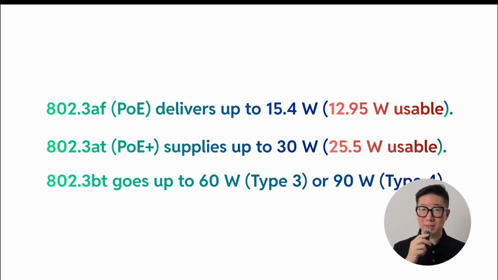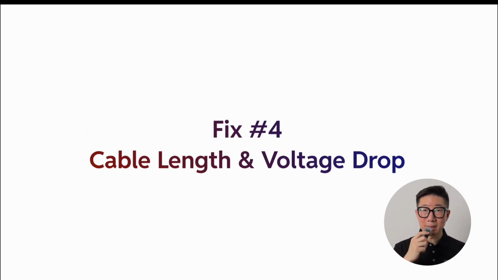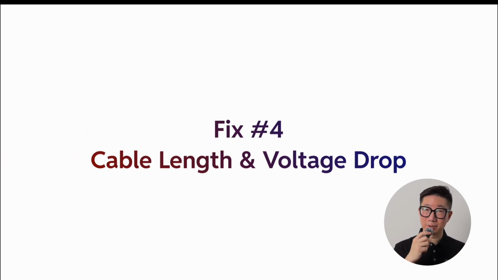Some smart devices scale back performance if they detect limited power. Others won't operate at all unless they get the full power budget. The solution? Match the PoE class of the PD with a PSE that meets or exceeds its power needs. No exceptions.